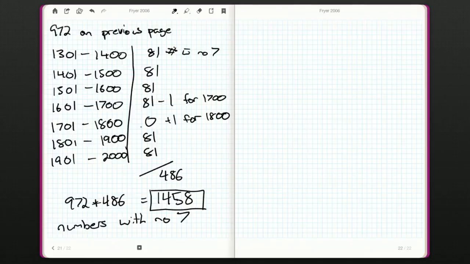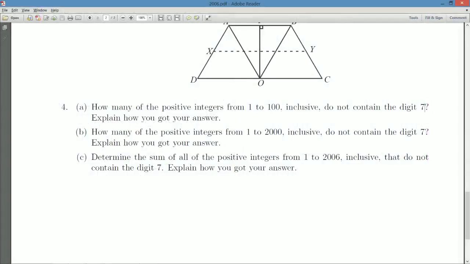Alright. It's always best to show some work, get an answer, and then after you've done as much as you can, go back and double check things. Alright. So part C, the last question on the contest: determine the sum of all the positive integers from 1 to 2006 inclusive that do not contain the digit 7. Explain how you got your answer.